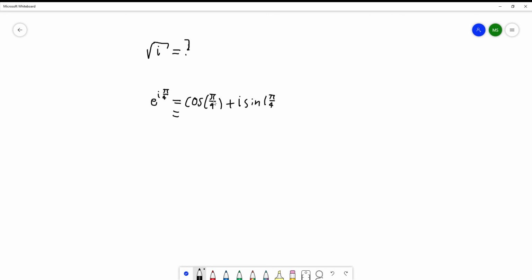Now this, we know that this is the square root of 1/2, and again this is also the square root of 1/2, so i times the square root of 1/2, and that's actually equal to 1/2 the square root of 2 plus 1/2 i square root of 2.